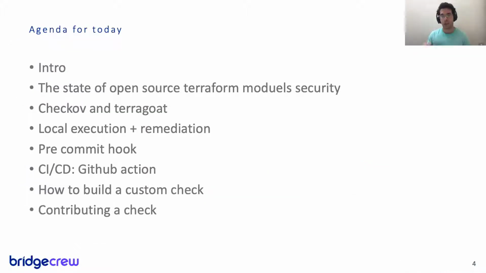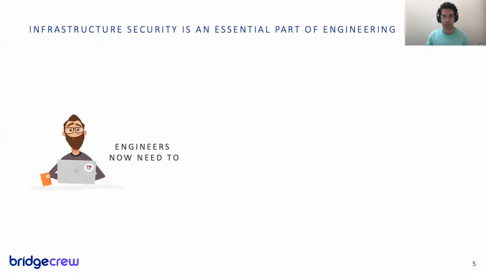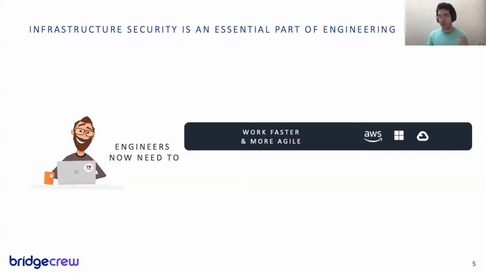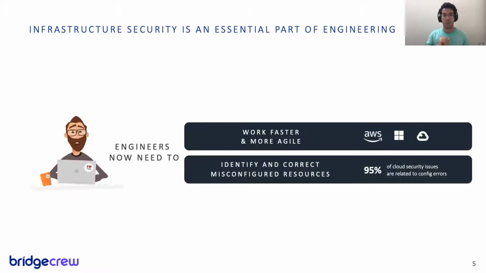All right, so we already went through the agenda. Let's talk about the problem space. What we need as engineers, including security engineers, is to work fast and more agile and deploy the different infrastructure of our new applications in the public cloud. We need to do that without breaking the system, meaning without having a bad actor exploit some of the issues that might come with the default configurations in the public cloud.